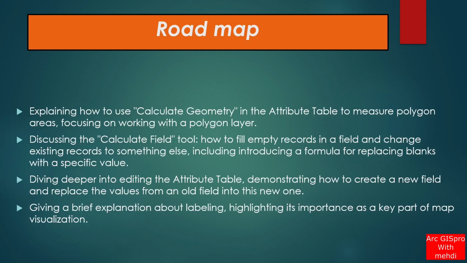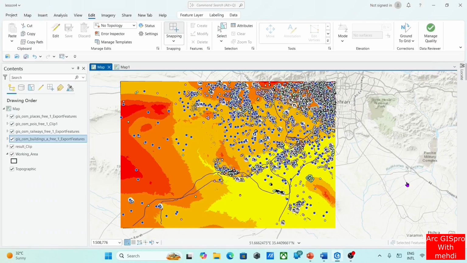In this video, I mostly focus on professional editing within the attribute table, and at the end we briefly talk about one of the key components of visualization, which is labeling. Let's get started. Okay guys, in this part I'm going to talk about the attribute table and explain some items, like how I can add or delete a field, or how I can calculate some function like area and the like.